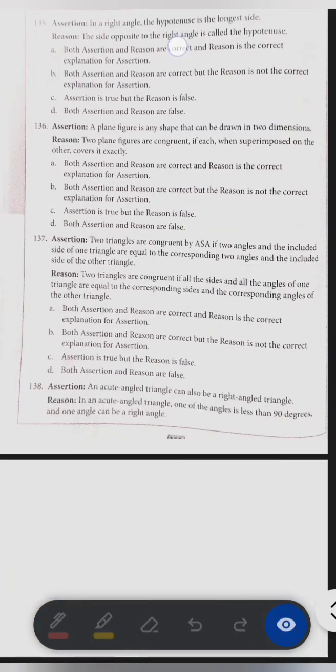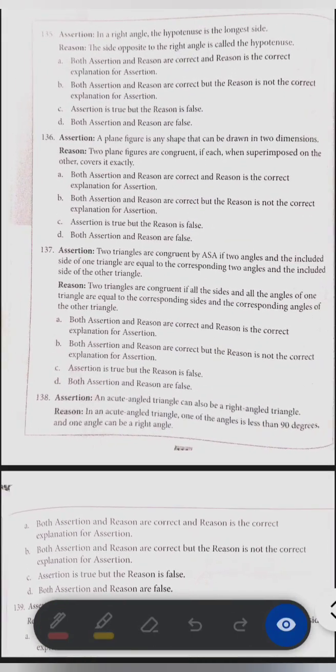Now question number 135. In a right angle triangle, the hypotenuse is the longest side. That is correct. The side opposite to the right angle is called the hypotenuse. Yes, the side which is opposite to the right angle is the hypotenuse and that is the longest side. So here option A.